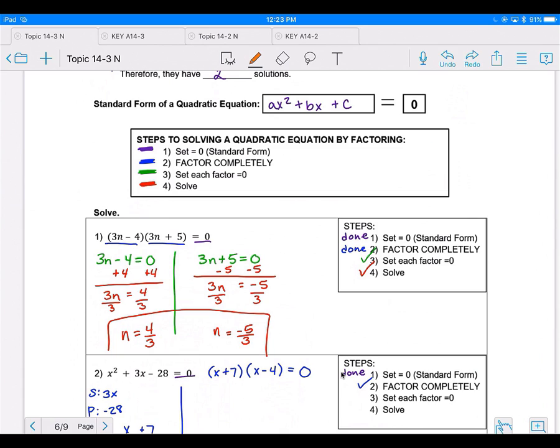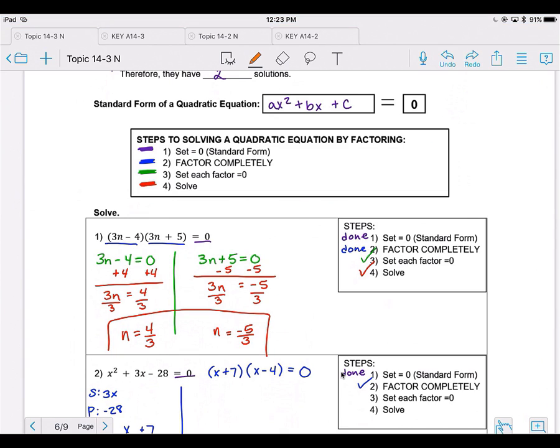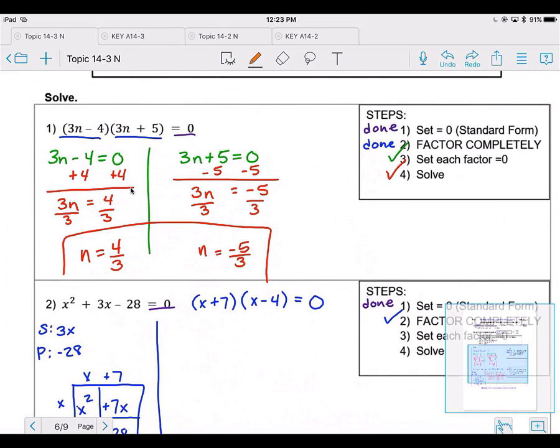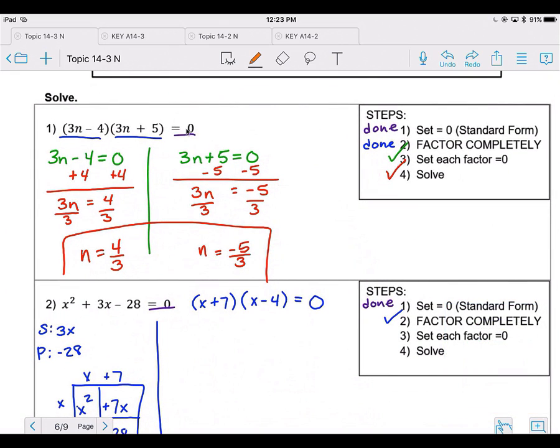Set our equation equal to 0, factor completely, solve each factor: set each factor equal to 0, and solve. So problem 1, we've color-coded this for you. They tell us first to set our equation equal to 0. Well, that's already done. And then, if necessary, factor completely.